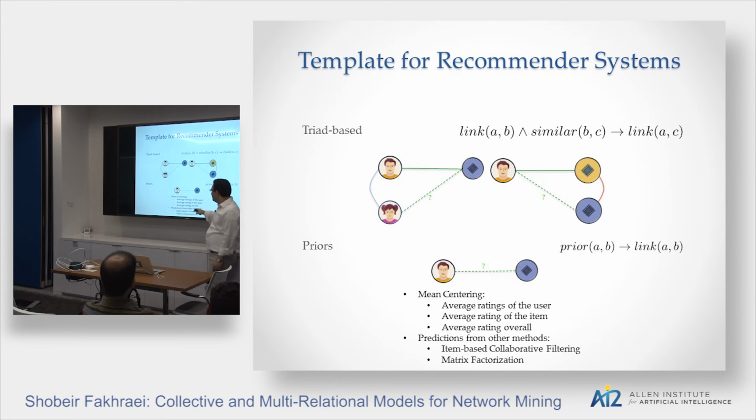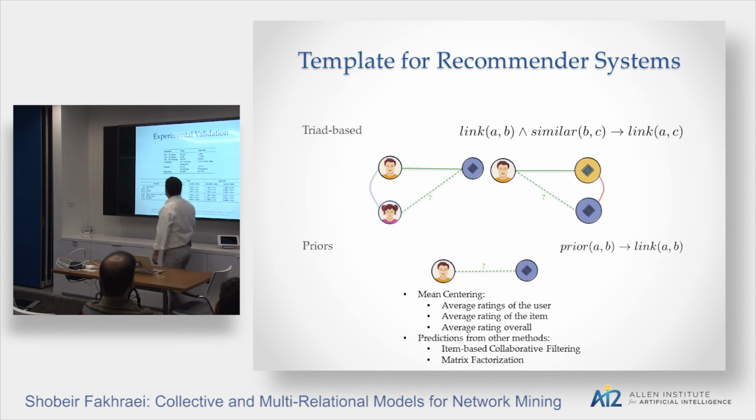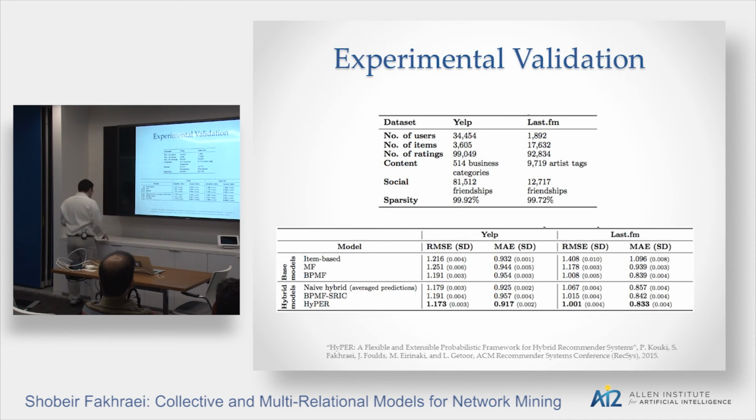We use that. And for predictions from other models, we use predictions from matrix factorization and also item-based collaborative filtering, and we put that in this model. So these are the results from that. This was a paper on regression last year. We tried it on Yelp and Last.fm and compared it with traditional collaborative filtering methods, item-based, matrix factorization, Bayesian probabilistic matrix factorization, and also with hybrid models that can incorporate more information, and we could achieve the best RMSE on both domains.